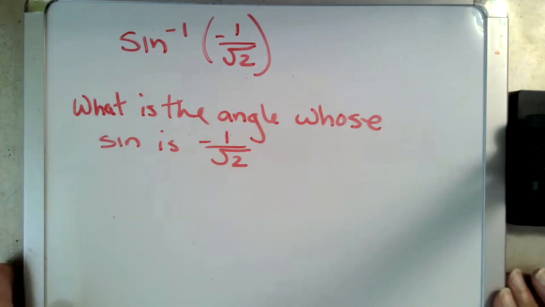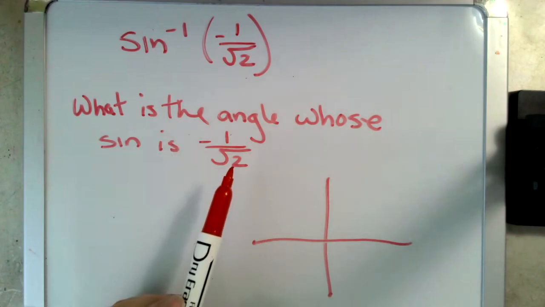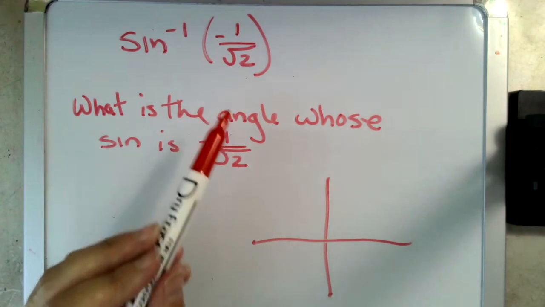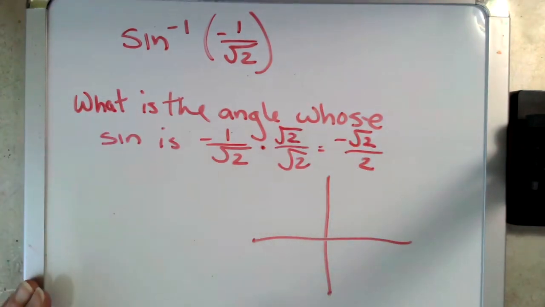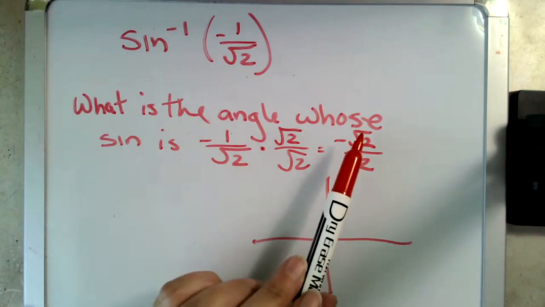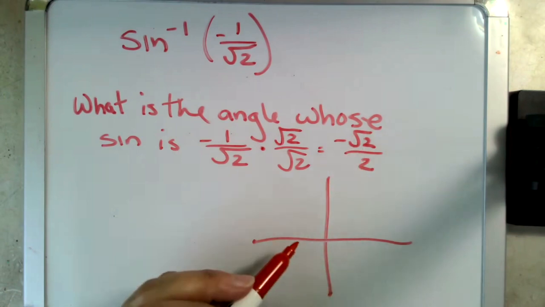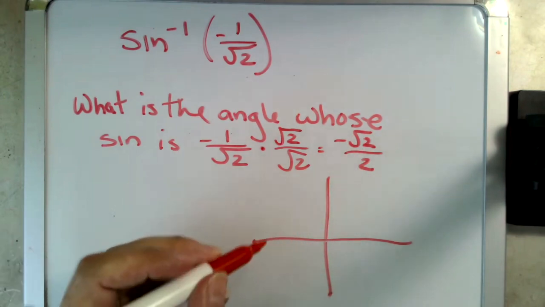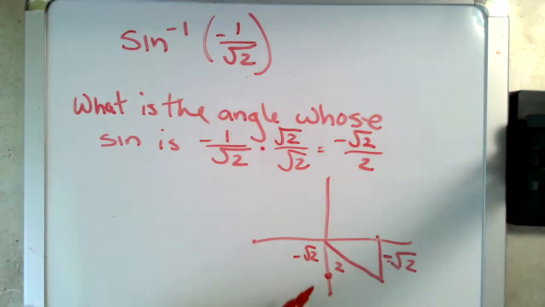Okay, so we're going to do a picture again. Now, the first thing I'm going to do is I'm going to rationalize this denominator. So I'm going to multiply top and bottom by √2 to get -√2/2. So again, I know my sine is opposite over hypotenuse. Opposite is negative. That means I'm going to be going down. And then my hypotenuse is 2. And then I would use my Pythagorean theorem to remember that this is also a √2.